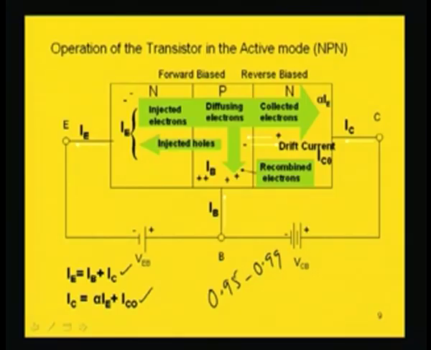But practically what happens, because this base region is lightly doped, majority of this emitter current is due to the injected electrons from emitter to base. The other portion, holes from base to emitter, is very small. So, mostly the current IE is due to this movement of the charge carriers from emitter to base. The other portion is very small.